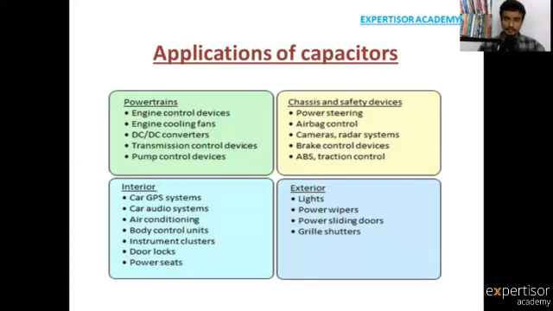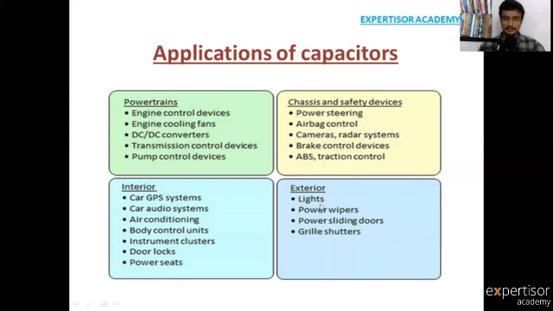Next, applications of the capacitor. First one, powertrains. In this one: engine control devices, engine cooling fans, DC or AC converters, transmission control devices, pump control devices. Next, interior: car GPS systems, car audio systems, air conditioning, body control units, instrument clusters, door locks, power seats. Chassis and safety devices: power steering, airbag control, radar systems, brake control devices, ABS, traction control.